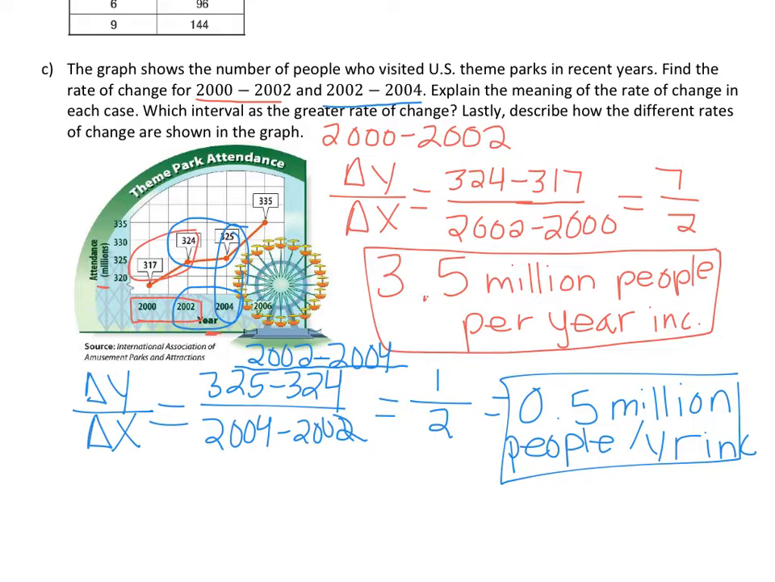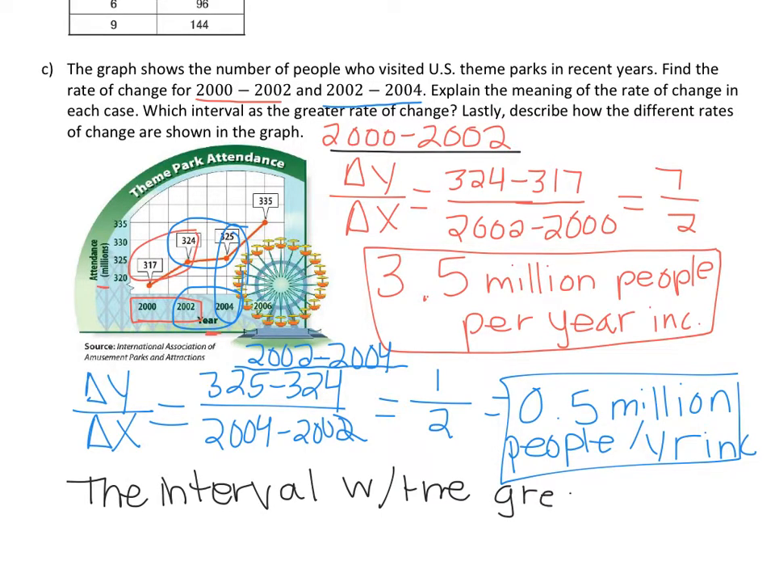Okay, then it says, which interval has the greater rate of change? Well, the interval that has the greater rate of change is the one that's going to be a bigger number. So the interval with the greater rate of change is the 2000 to 2002. So let's go ahead and jot that down. The interval with the greater rate of change is 2000 to 2002.